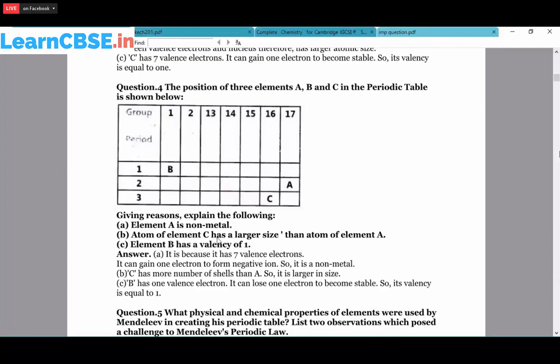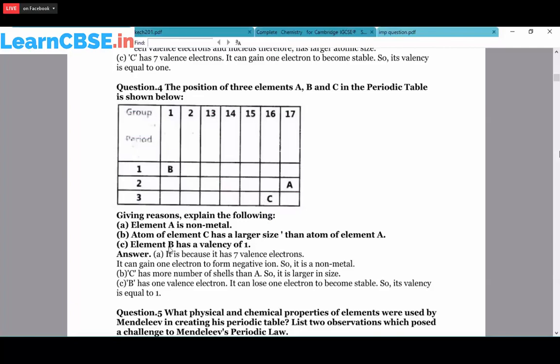Atom of the element C has a larger size than the element A. Yes, because it is present in period 3, so it has 3 shells. The period always indicates the number of shells. So the distance between the nucleus and the outermost electrons increases over here. That is why it is larger in size than the element A.